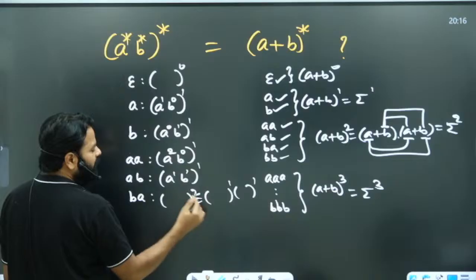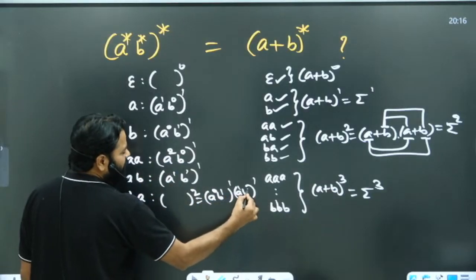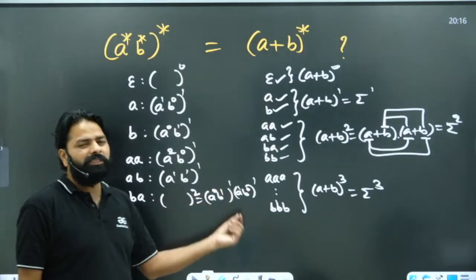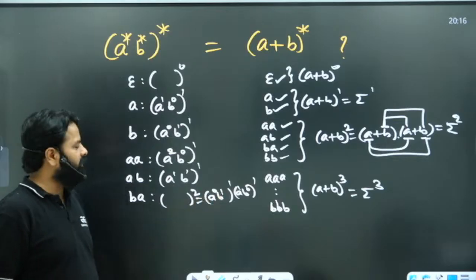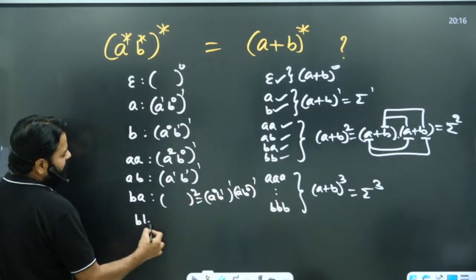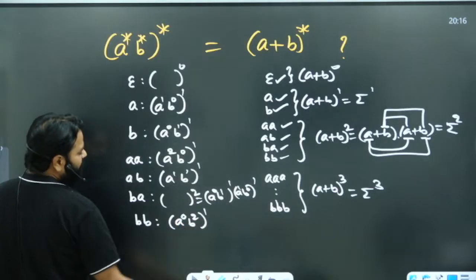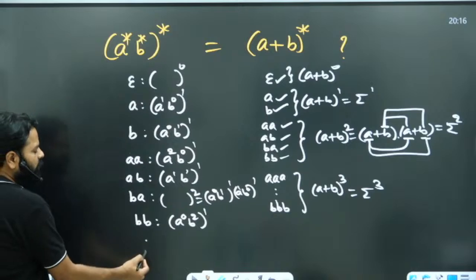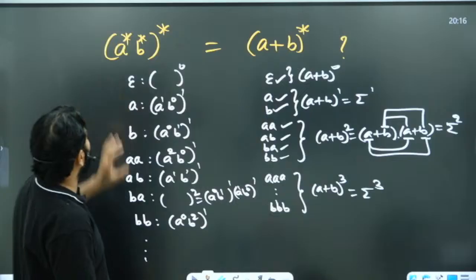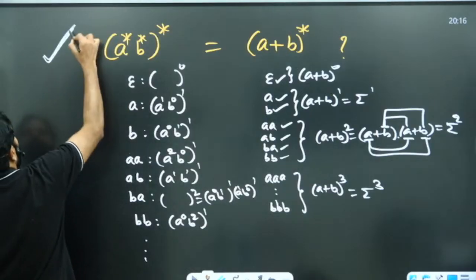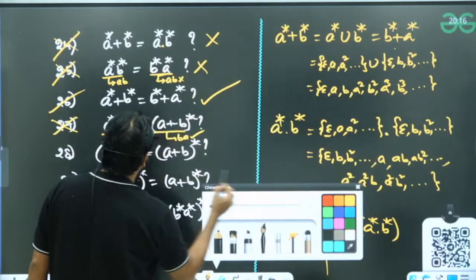B, how do you get it? A power 0, b power 1. How do you get a? A power 1, b power 0. Because inside you have a star, b star, whichever power you like, you can substitute. And similarly, double b, can you generate it? You should write a power 0, b power 2, and this is how you generate all the strings of a plus b whole star. So this is definitely equal. Correct? This one is equal.